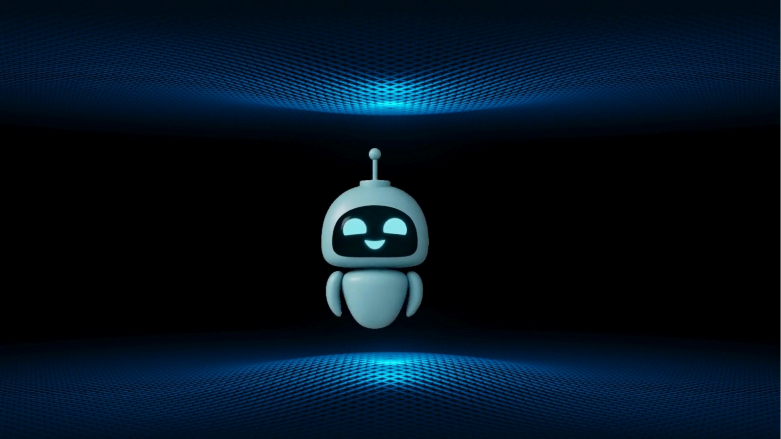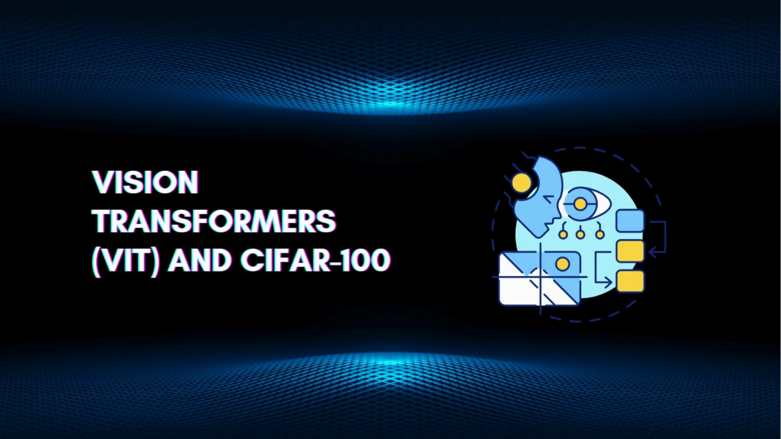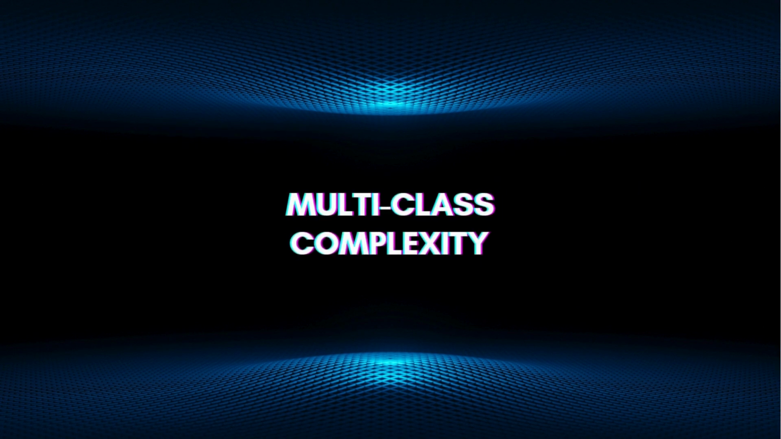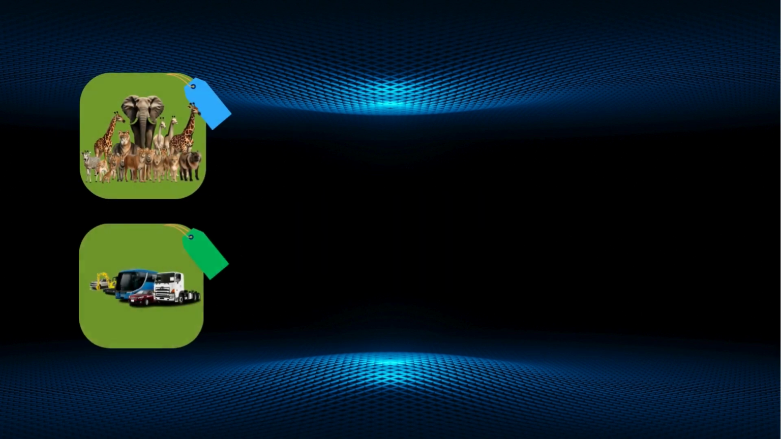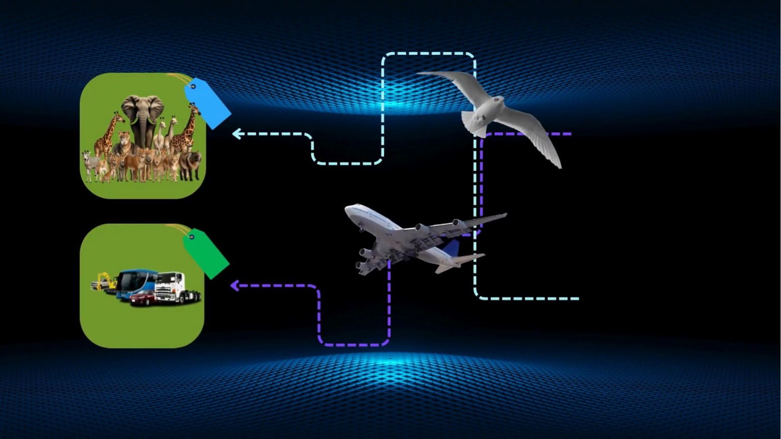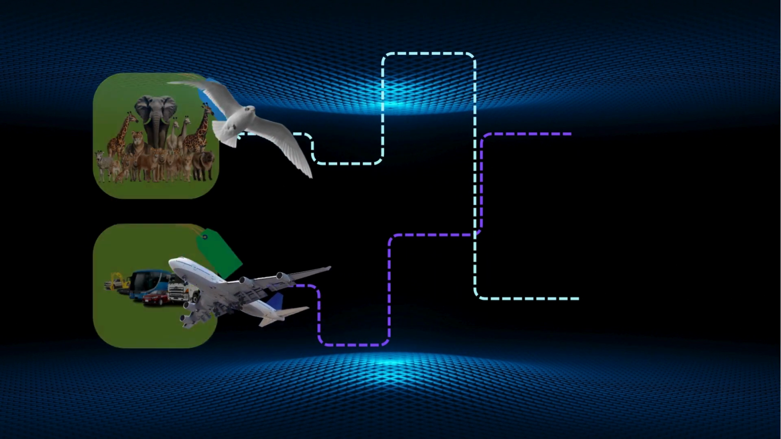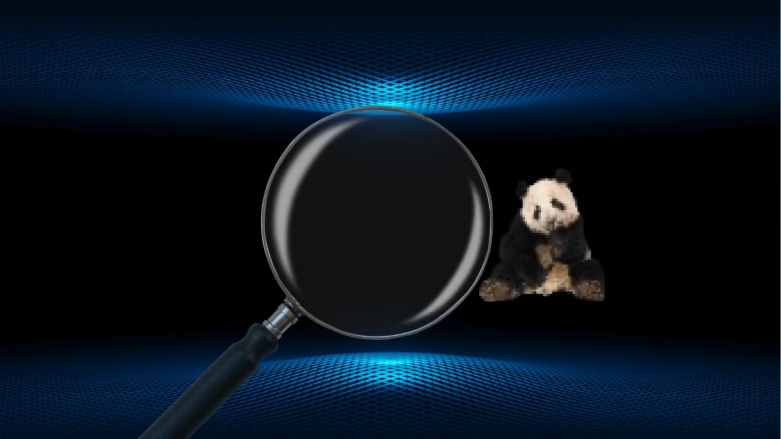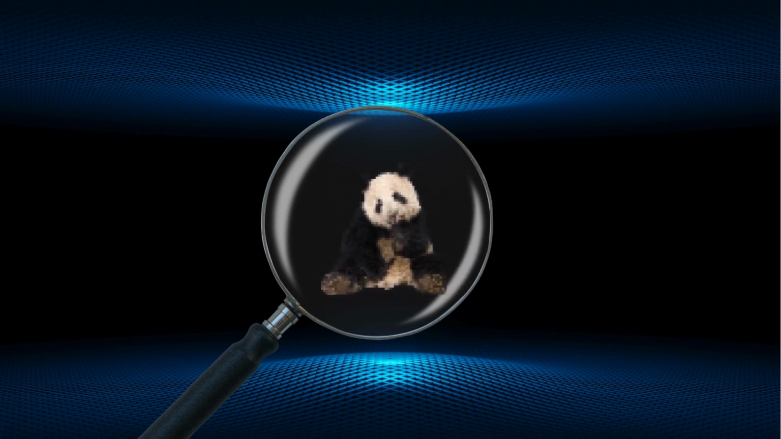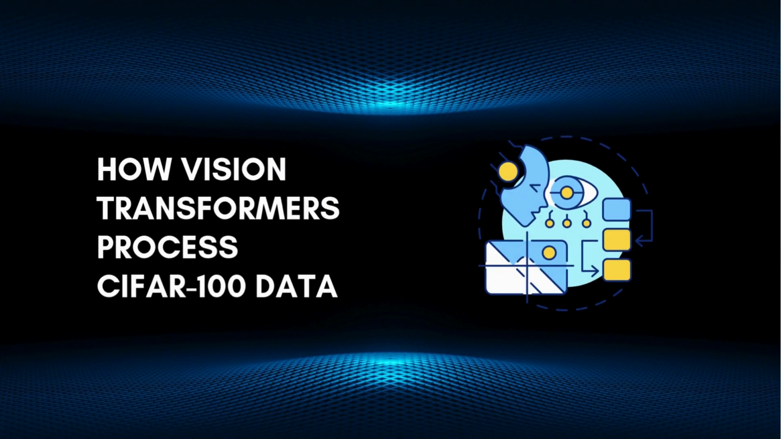Now, we're diving into the last milestone of our video, where we'll be speaking about vision transformers, or ViTs. This dataset is ideal for testing ViT capabilities because of two main reasons: multi-class complexity. The dataset's diverse classes challenge the model's ability to distinguish fine-grained categories. Low resolution. The small image size tests how well ViTs can handle datasets where high-resolution details are absent. Let's take a closer look at how vision transformers process CIFAR-100 data, step by step.